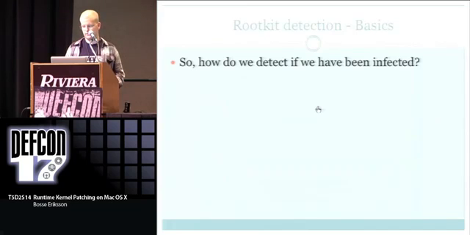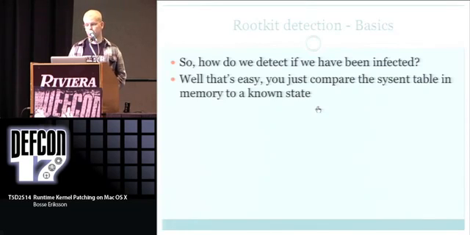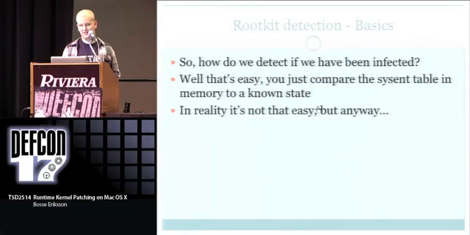So, detection. How do you detect these things, if you've been infected? It turns out it's pretty easy. You just compare the sysent table in memory to a known state. But I think everyone in here knows that that's just not the case every time, because there are a million ways to bypass this comparison. But I'm going to show you anyway because it works. Any serious attacker would not make this work. So it's not that easy.